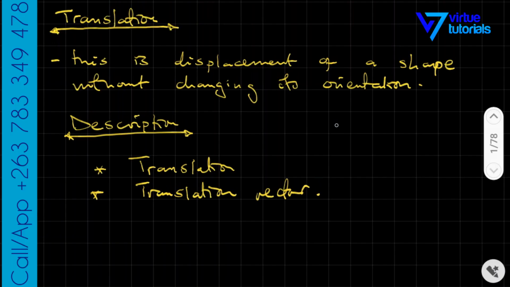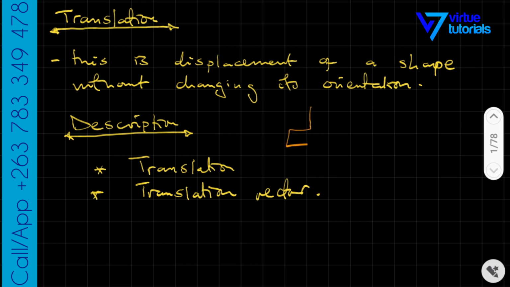Okay, now let's look at the first type of transformation. We said that there are 6 types of transformations. Let's look at the first type, which is a translation. A translation is displacement of a shape without changing its orientation. This simply means that you move a shape from one position to another without changing its orientation.